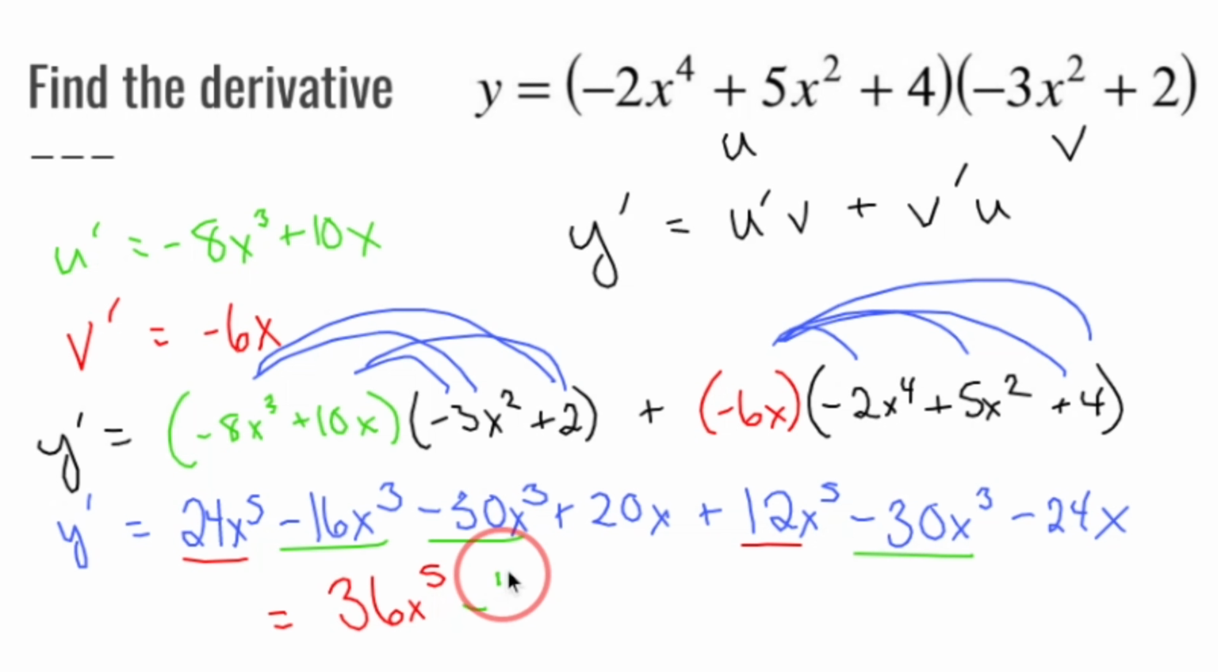10, 9, 8, 76 x cubed. That's a Philadelphia 76ers reference. Look that up. Again, punning very hard today. 20x minus 24x is -4x. And there you have it. That's my y prime.